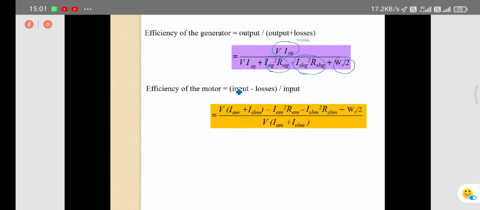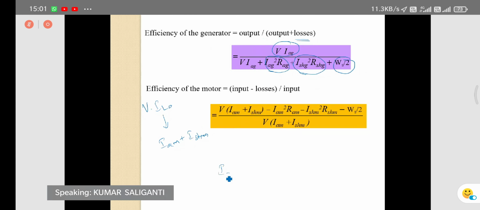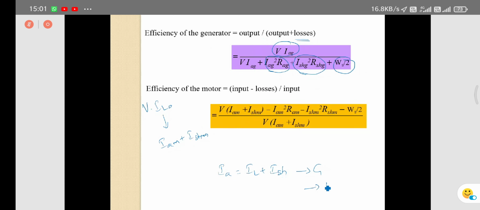Similarly, the efficiency of the motor is input minus losses by input. What is the input here? Generally the input is V into IL naught. But IL naught is nothing but IAM plus I shunt M. Generally for a generator, IA equals IL plus I shunt. For a motor, IA equals IL minus I shunt, so IL equals IA plus I shunt. That's why I have written here, for the motor side, IAM plus I shunt.